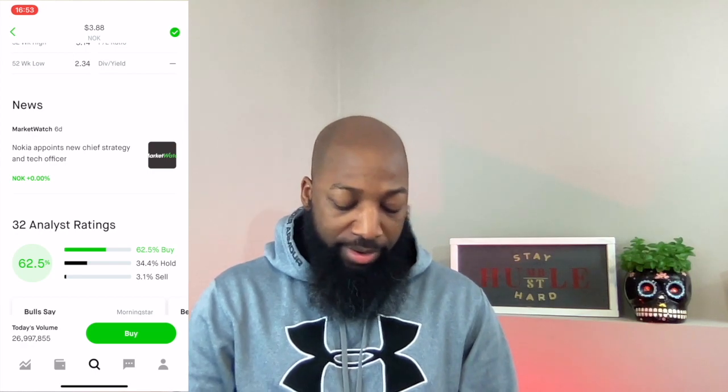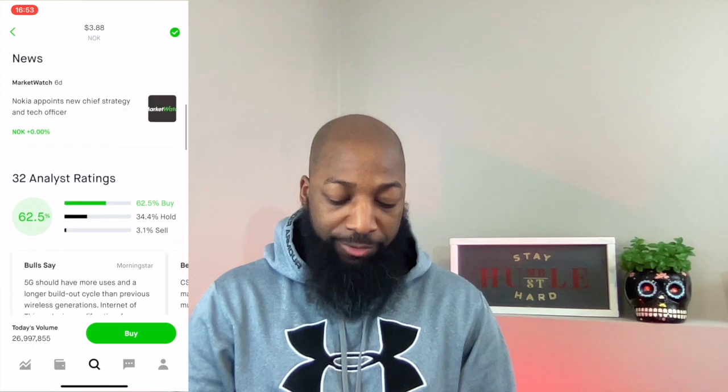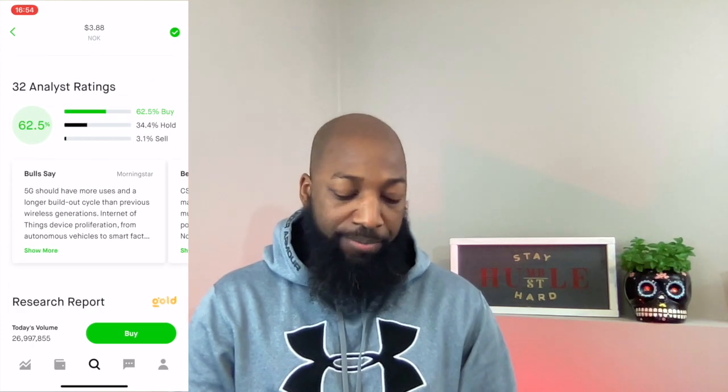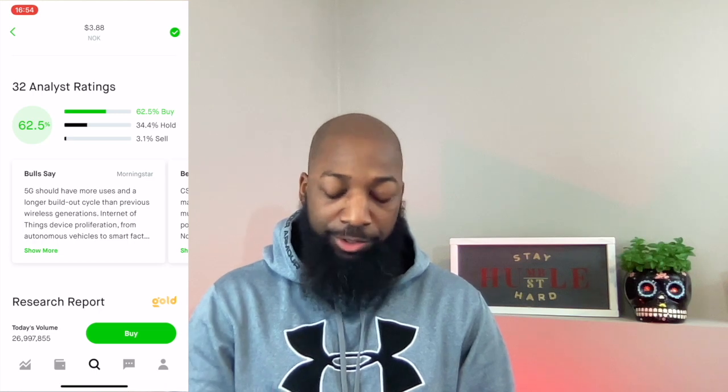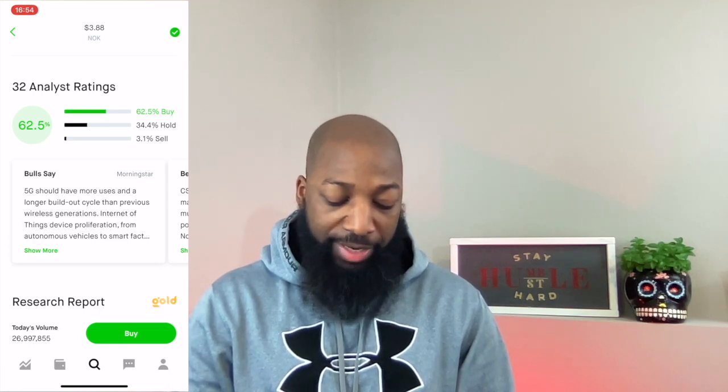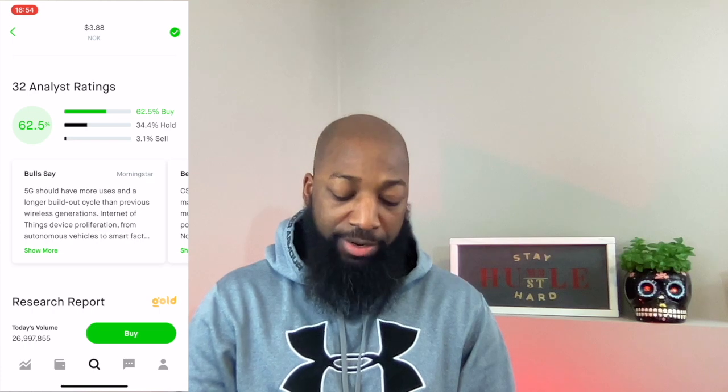So from here, if you scroll down, you'll see how many analysts are covering the stock, buy, hold versus sell. It gives you the bull case for this particular company, as well as the bear case. So read through those. Again, it's a good starting point for whether or not this could be a good investment.